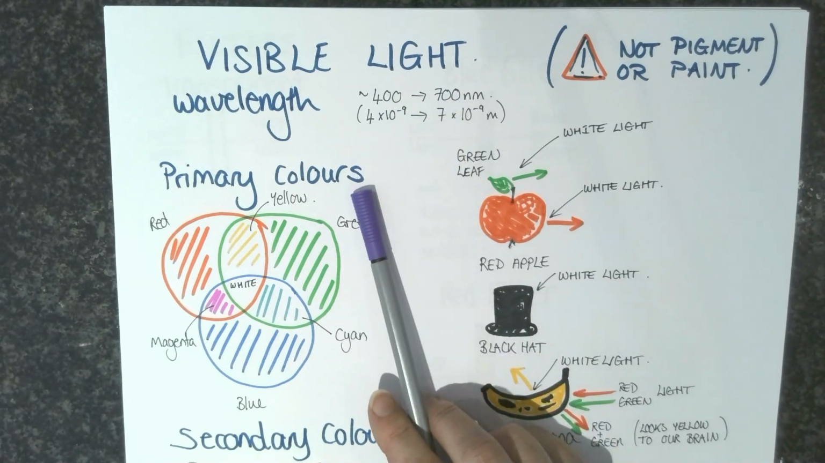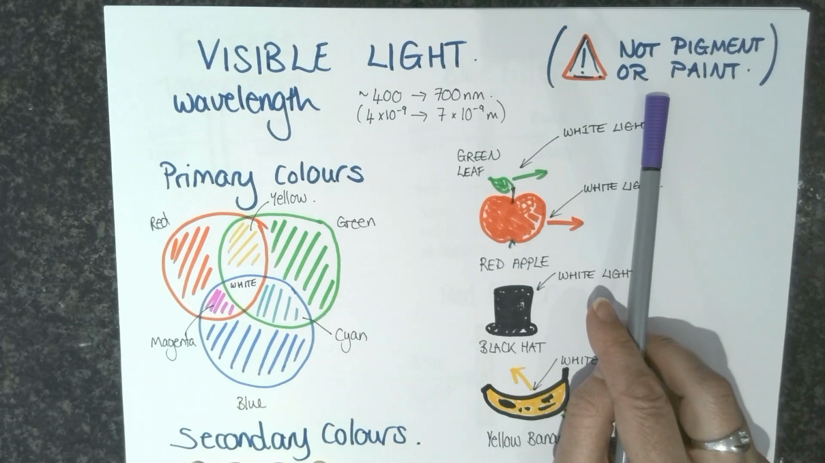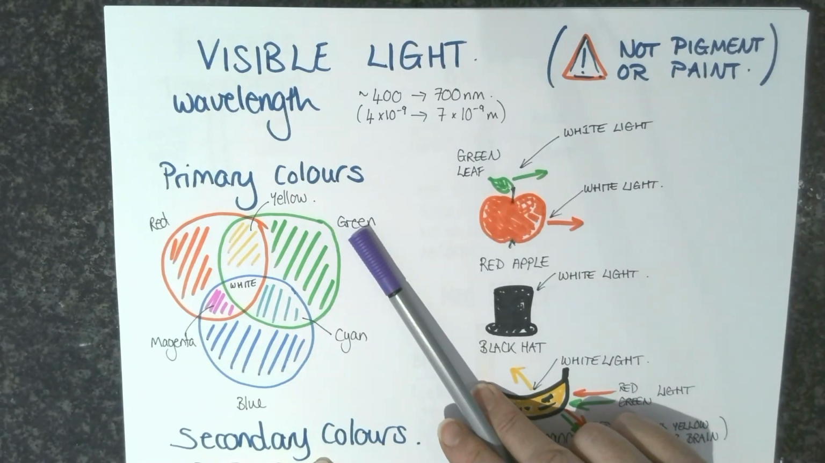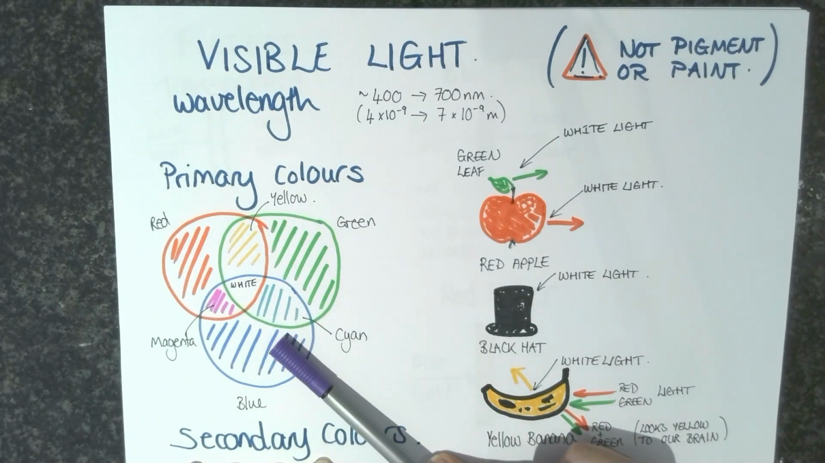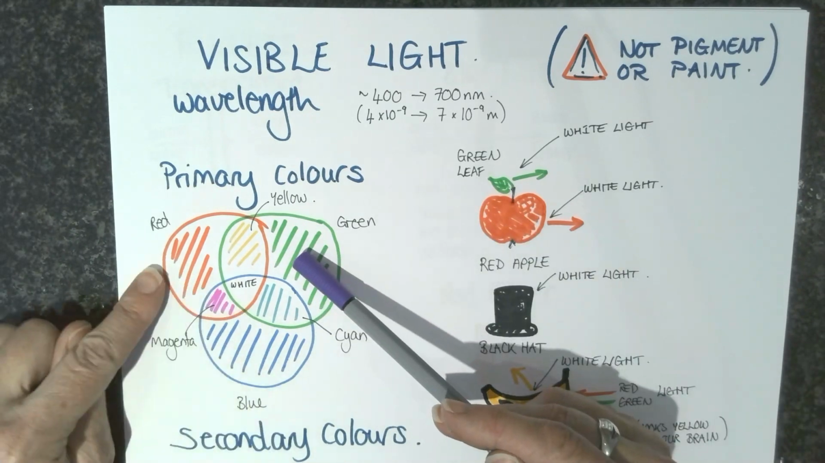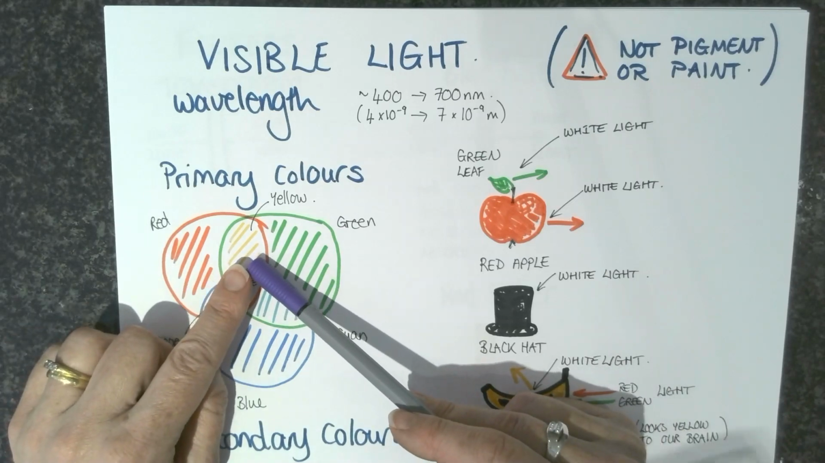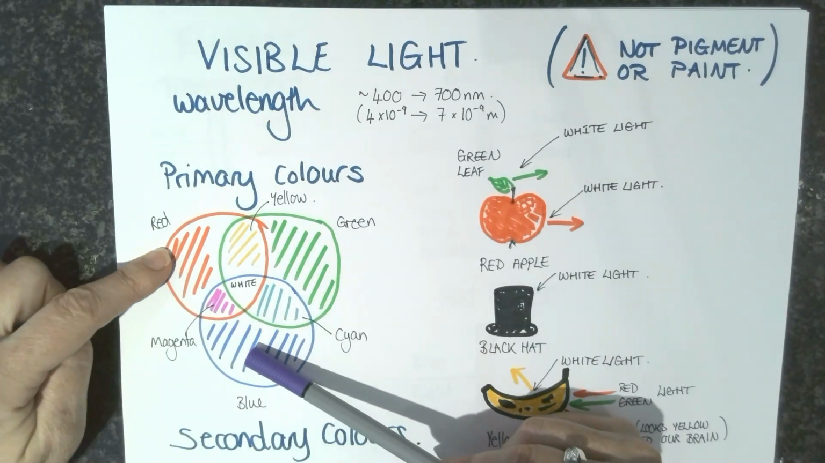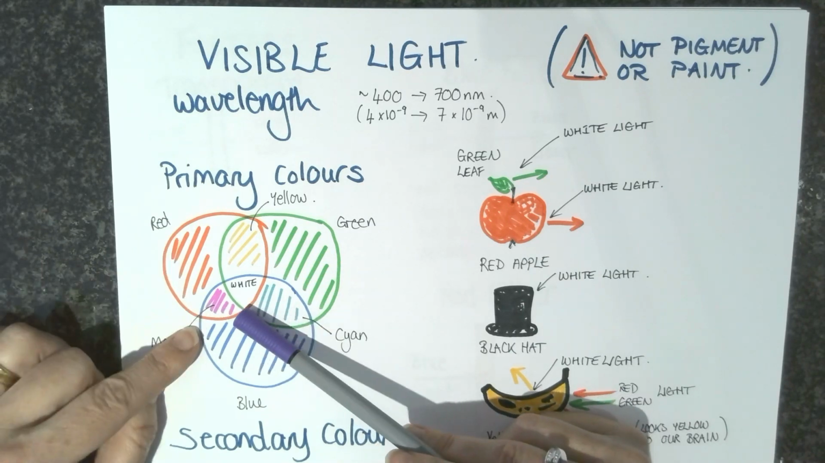So, primary colours of light, and remember there's a warning here, this is not pigment or paint. This is not the primary colours that you learnt in primary school. This is the primary colours for light, and they're slightly different. We have red, green and blue, and when we shine those lights together, for example when we have red and green light shining in the same place, if you were on stage for example, you would see yellow light produced. If you had red and blue light shining in the same place, it would produce a magenta light, which is like a pinky purpley colour.